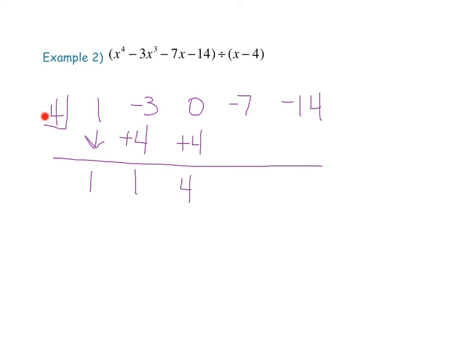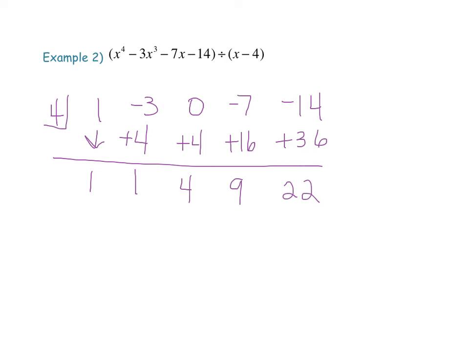Now go back to the number on the shelf and multiply it by this number. So now we have 4 times 4 is positive 16. So now I'm ready to add vertically, and I have negative 7 plus 16, and that answer is positive 9. So now I go back to the number on the shelf and multiply it by this term. So 4 times 9 is positive 36. And so now I'm ready to add this column vertically. Negative 14 plus 36 is 22.